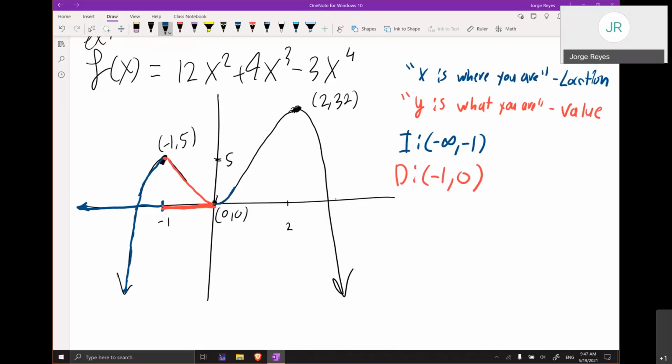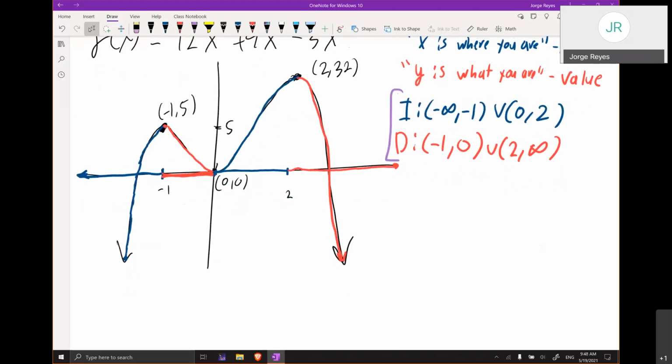And then just kind of continue. So following along, I'm going up, up, up, up. So from 0 to 2, I'm increasing. And then after here, I go down forever. So after 2, I just am decreasing forever. Okay. So these intervals, this is where I am increasing and decreasing. Okay, I hope that helps. Okay, but the other questions you're gonna get are, what are the maximums and minimums?